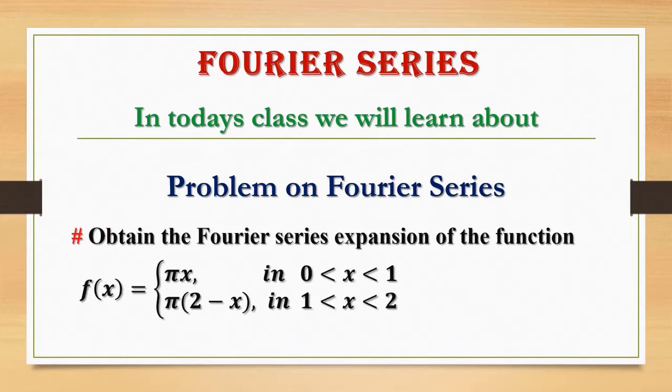Today's class, we will learn about problems on Fourier series. Obtain the Fourier series expansion of the function f of x is equal to pi x in 0 less than x less than 1 and pi times 2 minus x in 1 less than x less than 2. Solution of this problem we'll see now.